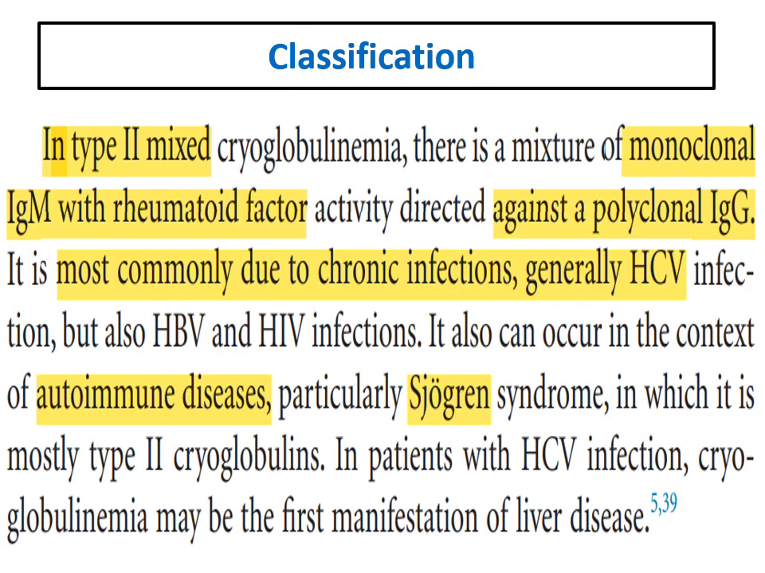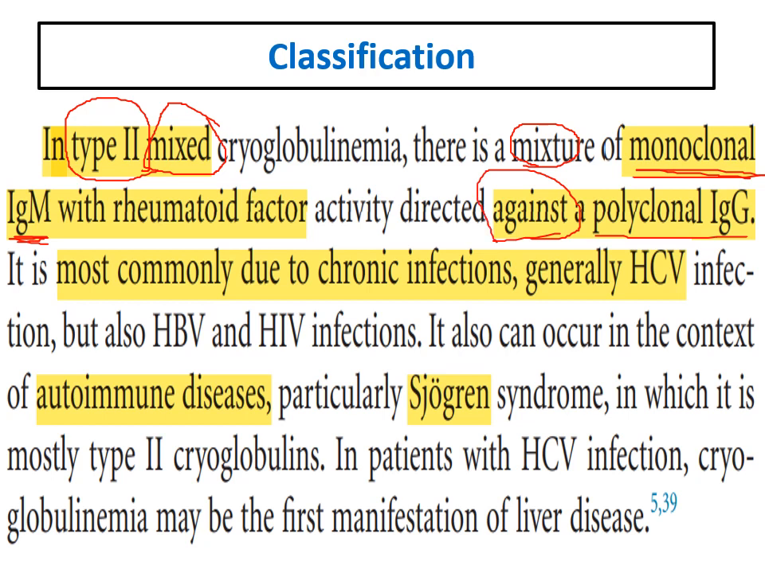What about type 2? Type 2 and type 3 are called mixed cryoglobulinemia. Type 2 is characterized by monoclonal IgM against polyclonal IgG. Again, a mixture, so it's called mixed cryoglobulinemia. Monoclonal IgM against polyclonal IgG.